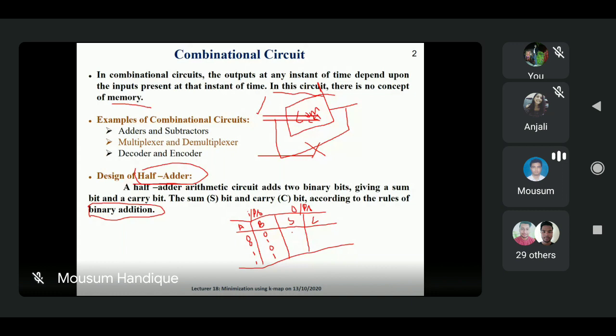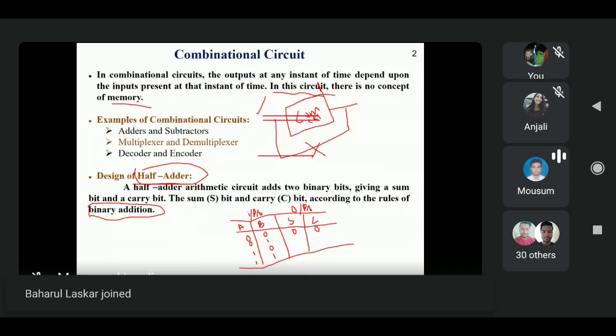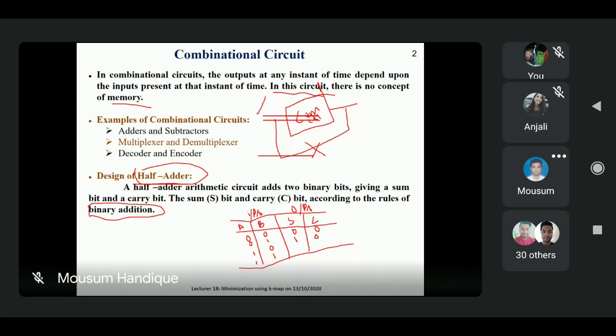When we are adding 2 bits 0, 0, what is the output? Sum is 0 and carry is 0. When we are adding 0 plus 1, sum is 1 and carry is 0. When we are using 1, 0, sum is 1 and carry is 0. And when we are using 1, 1, sum is 0 and carry is 1.